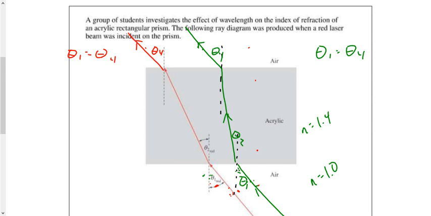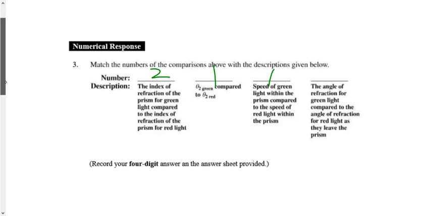Green slows down by more than red does. But then what happens when it reaches the acrylic-air boundary? It speeds up by more. So it ends up going in the same direction when all is said and done. So the answer for that is 2, 1, 1, 3.